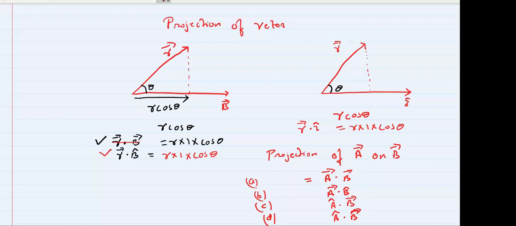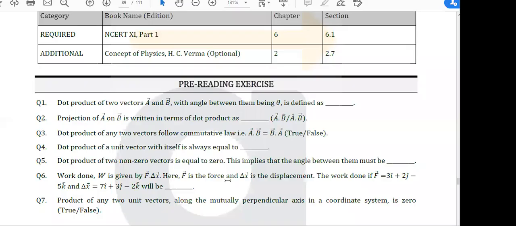Okay, so you understood? Now, tell me, what is the answer of the second one? First, right? A dot B cap, right? Yes, so the answer is this one. Okay, third, tell me, true or false?